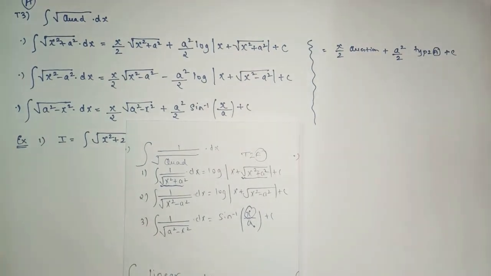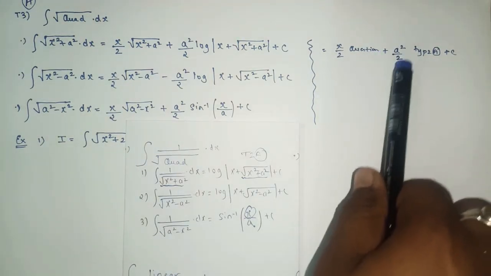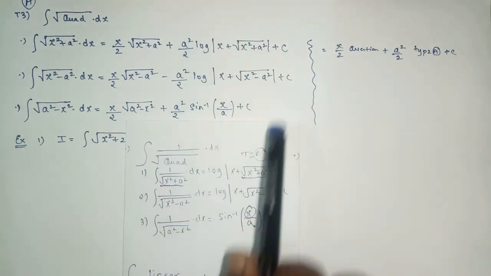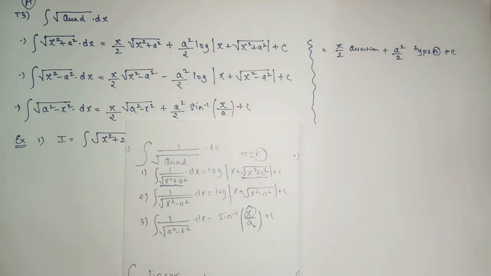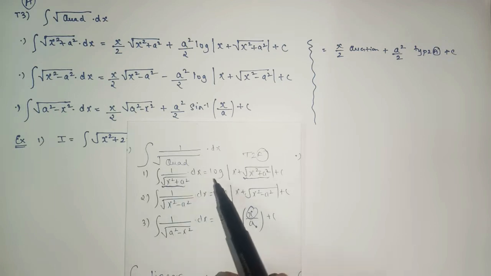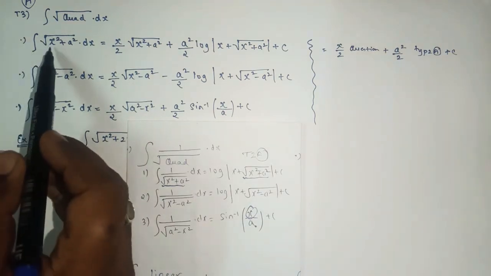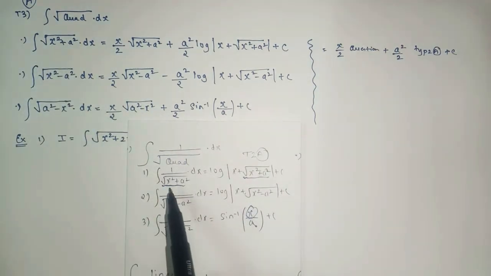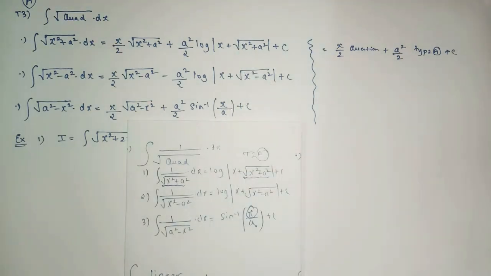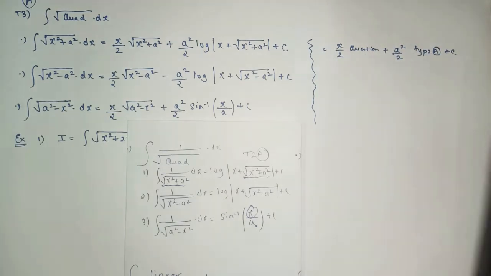So you can remember this formula like this also. x upon 2 times the question, plus a square upon 2, then this section exactly looks like what? The type number 2a formula, yes or no? As for 1 upon root x square plus a square, the formula is log mod x plus root x square plus a square. So here also it is root x square plus a square. So this section is actually similar. In this way you can remember x by 2 times the question plus a square upon 2, then the type number 2a formula.